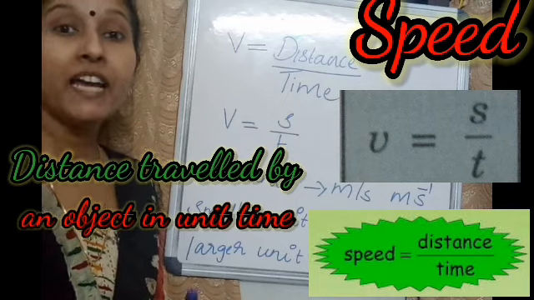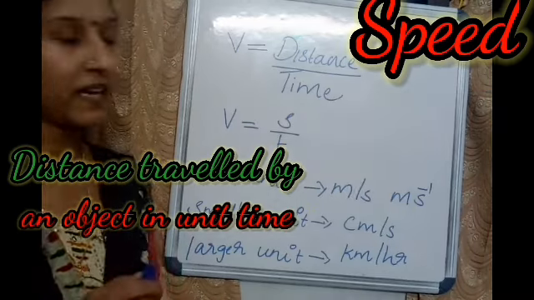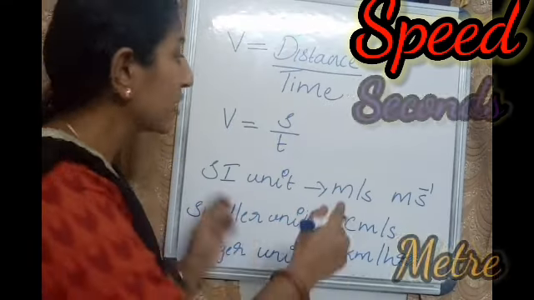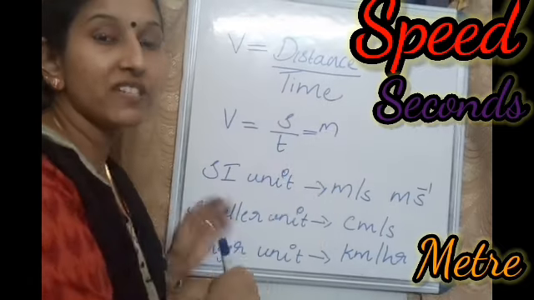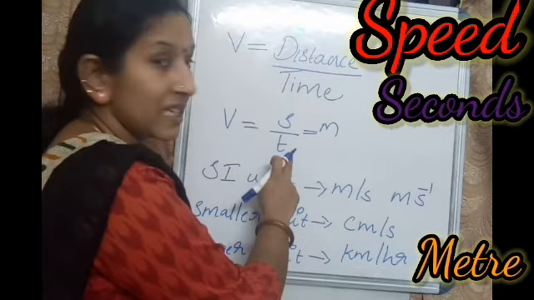Okay, and now we are going to discuss what is the SI unit of speed. See, what is the SI unit of distance? The SI unit of distance is meter. Which is the SI unit of distance? Meter. And what is the SI unit of time? Second.